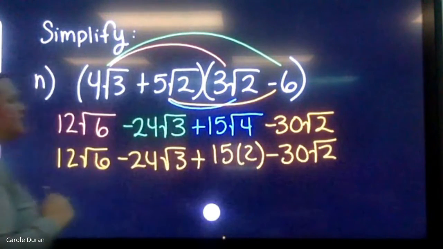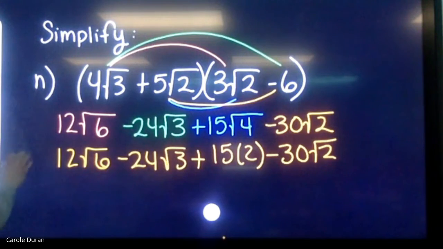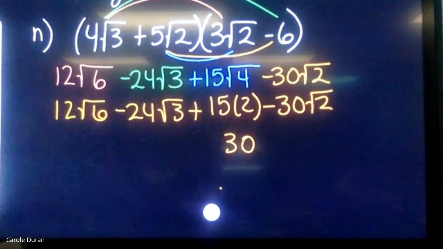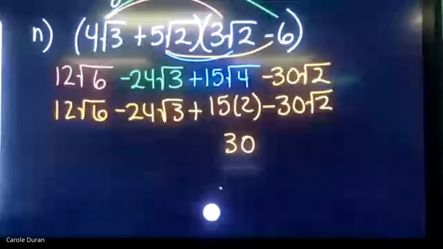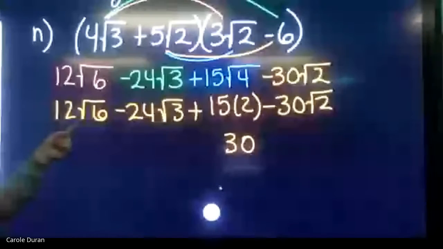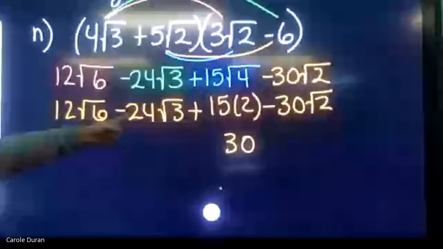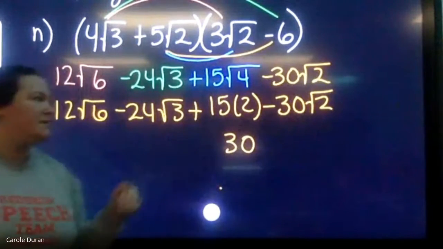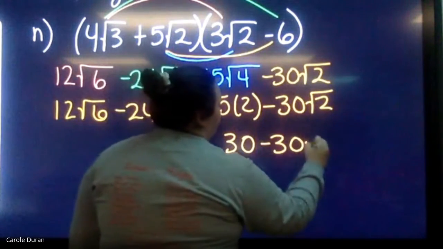What is 15 times 2? 30. So I know that that's going to be some number in this expression. Is there anything I can put together from here? Do I have any radicals that are the same values underneath? No, so I need to look to see if I can pull any perfect squares out of any of these to simplify them farther. There's no perfect square I can take out of 6. There's no perfect square I can take out of 3. And there's no perfect square I can take out of 2. So this is as simplified as this one is going to get. So I just rewrite it having the 30 in there.